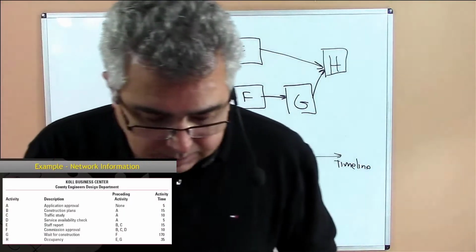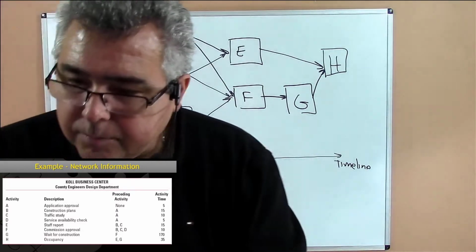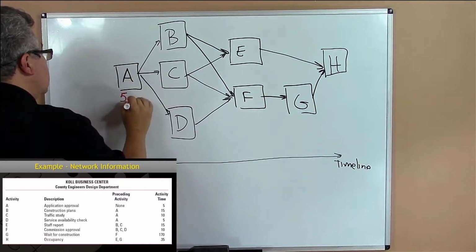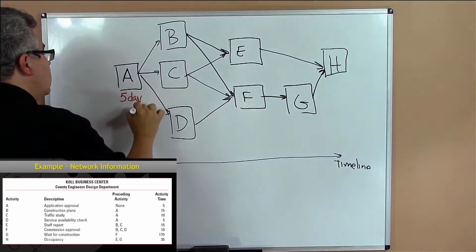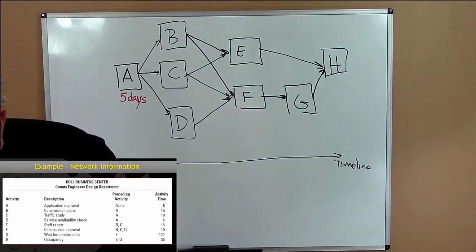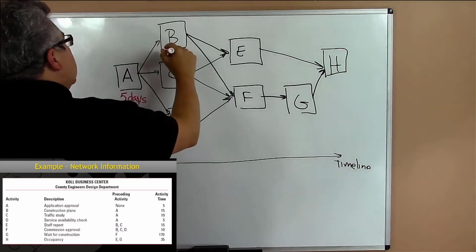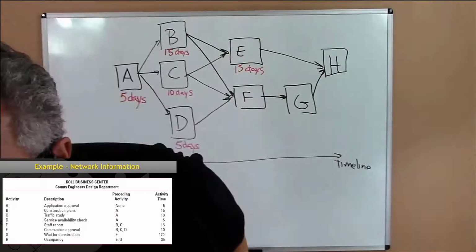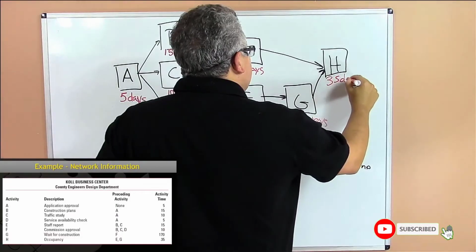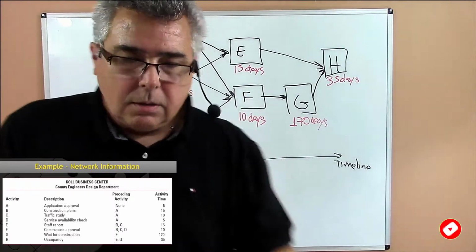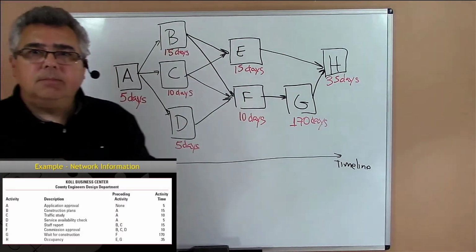Like say, activity A takes 5 days, okay? Activity B, 15 days. So now we have the sequence and the duration.